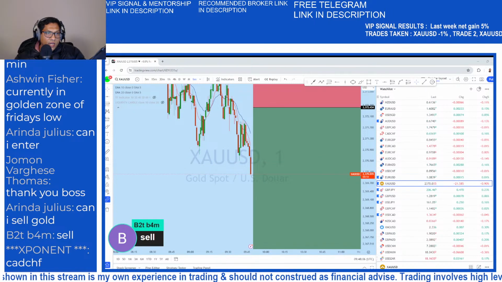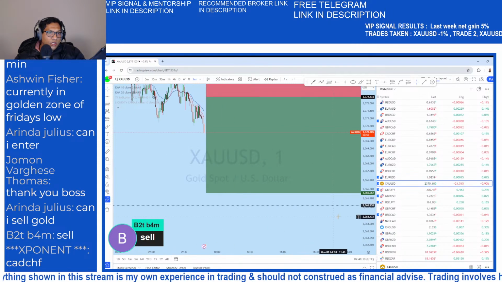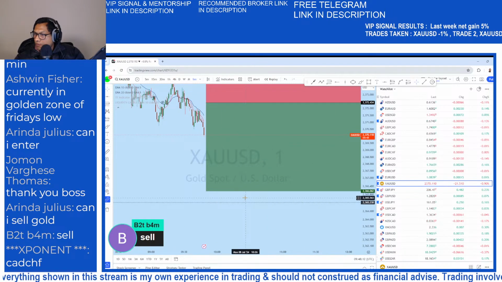Okay, so you see the downside. We need one more push down to this support 2366 level.